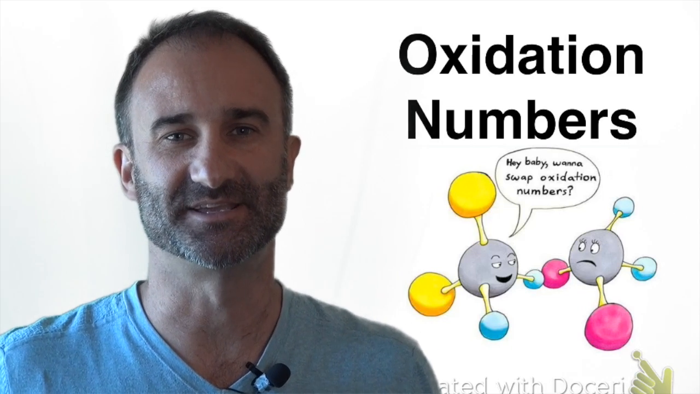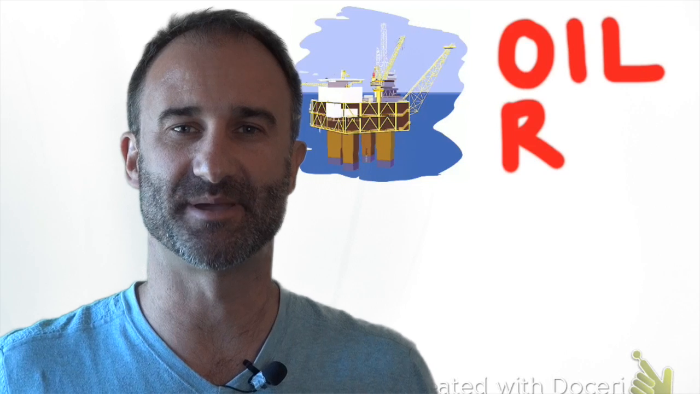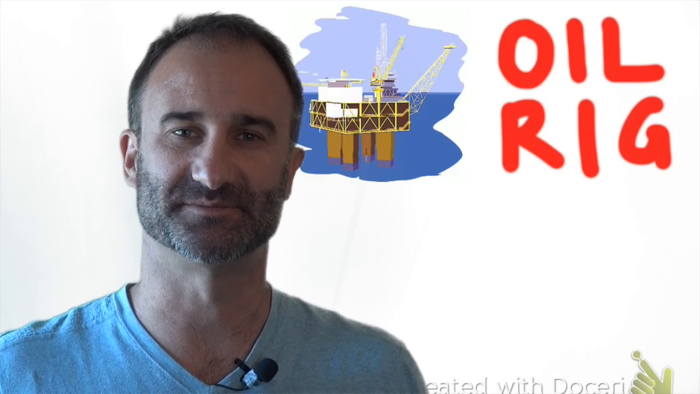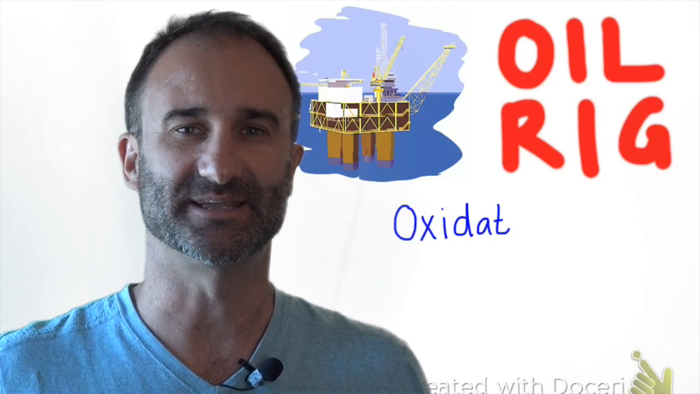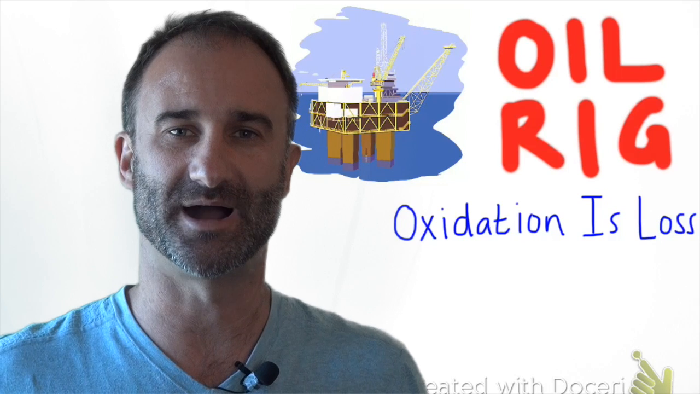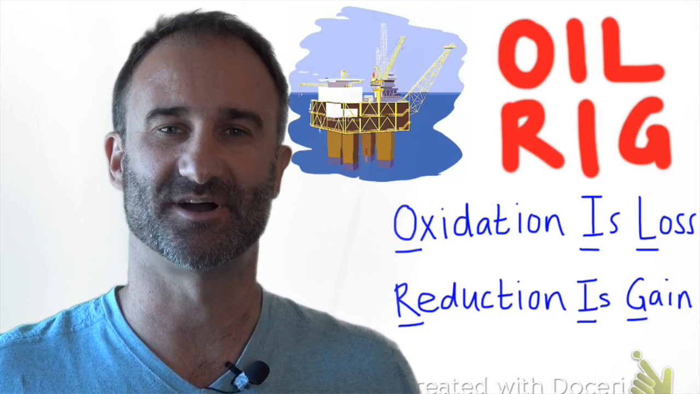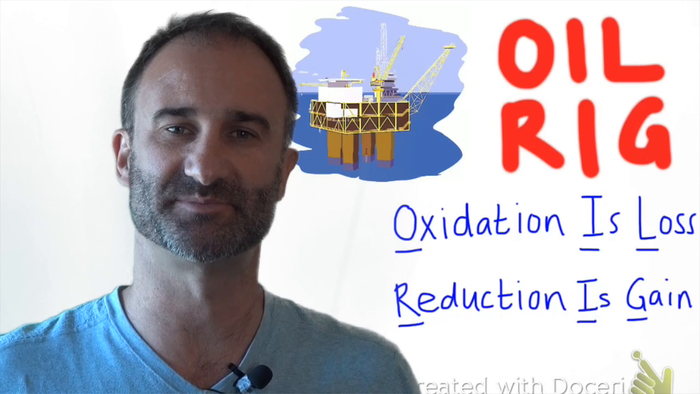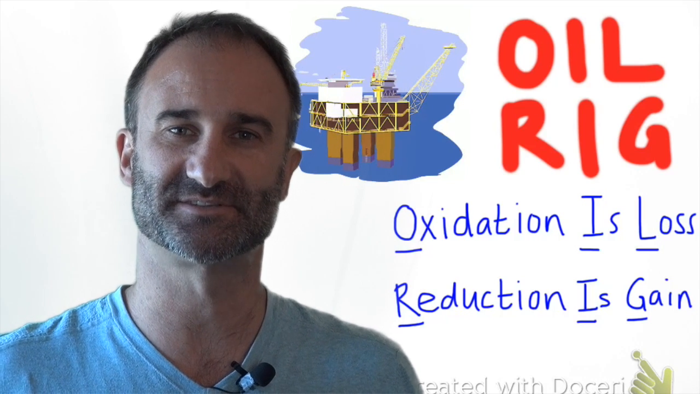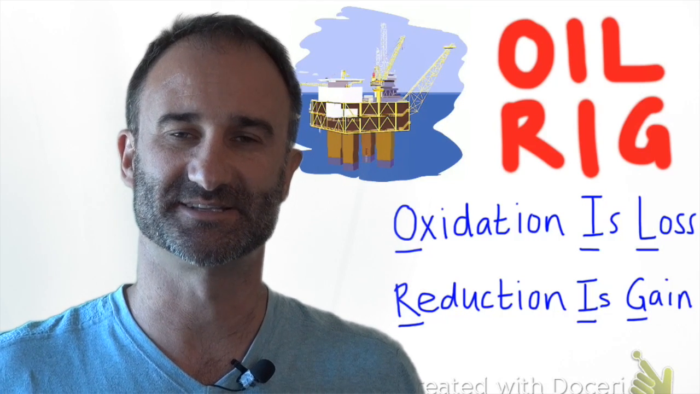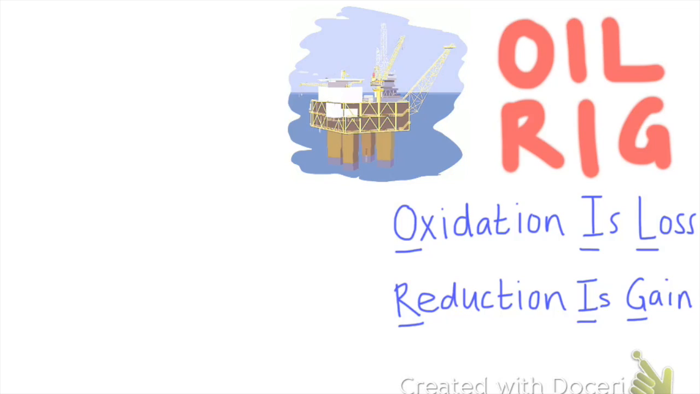I like to use the mnemonic OIL RIG to help me remember what oxidation and reduction means. Oxidation is the loss of electrons, OIL for oil. Reduction is the gain of electrons, RIG. So OIL RIG helps me remember oxidation is loss of electrons, reduction is gain of electrons.